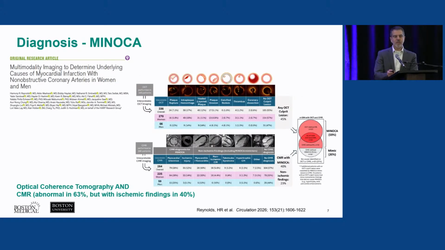So how do we approach this? This patient has a situation called MINOCA. He's got a myocardial injury pattern, but no coronary artery disease. And these are data that were recently published by Harmony Reynolds, basically showing that the approach to this in 2026 is a combination of invasive angiography with OCT, if you can do that, and cardiac MRI.